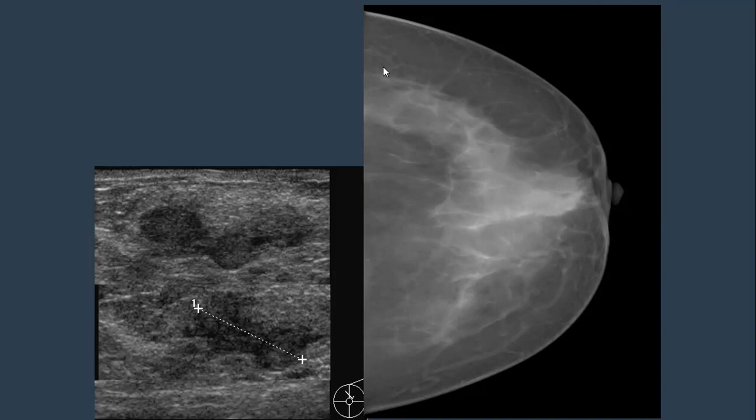There is an area of architectural distortion associated with asymmetry involving the left breast, central area with retraction, some retraction of the skin, the areolar skin, and on ultrasound, it seems that it's taking the shape like a pressure.